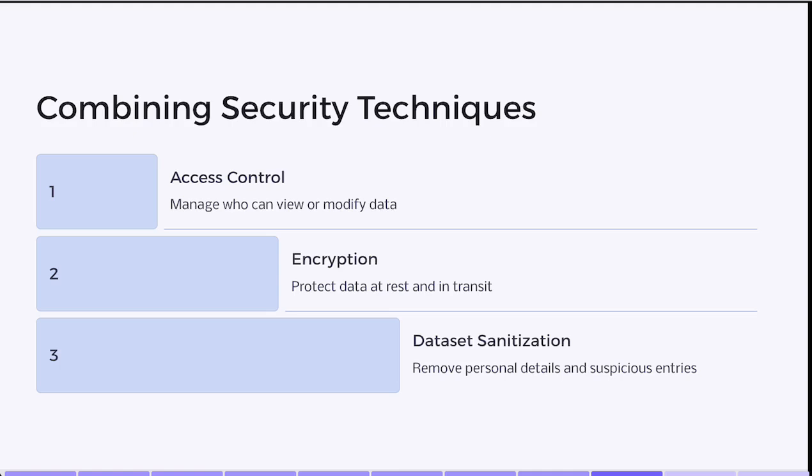Next is combining techniques for robust data security. Individually, access control, encryption, and data sanitization are powerful techniques, but combining them creates a layered defense. Control who can view or modify data with RBAC or ABAC. Encrypt that data at rest or in transit so it remains safe even if servers or networks are compromised. And sanitize your datasets to remove personal details or suspicious entries, reducing compliance risks and ethical concerns. Pro tip: review and update these measures regularly. Threats evolve, and so should your security practices.